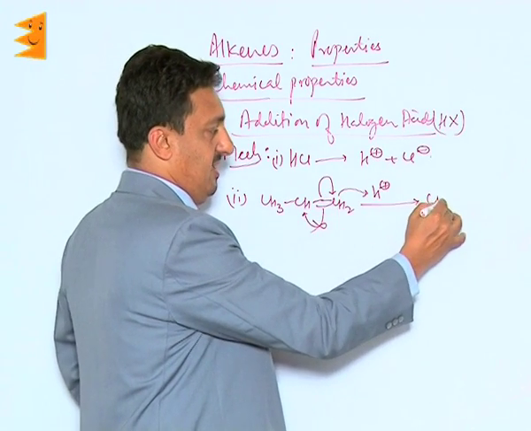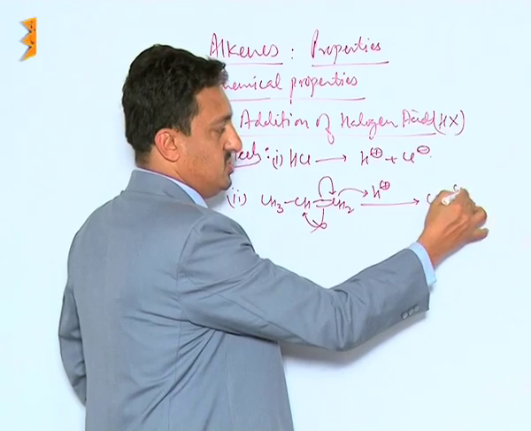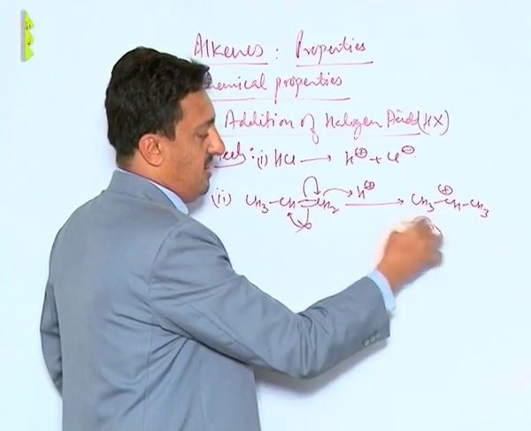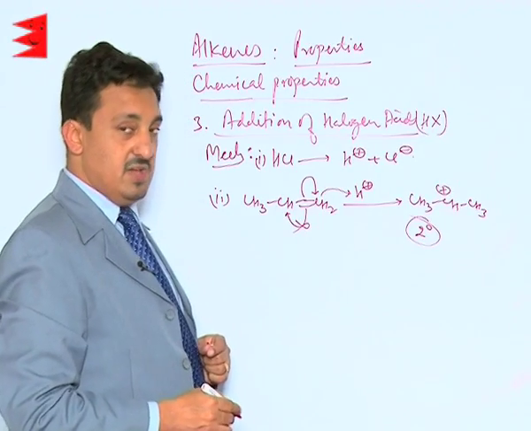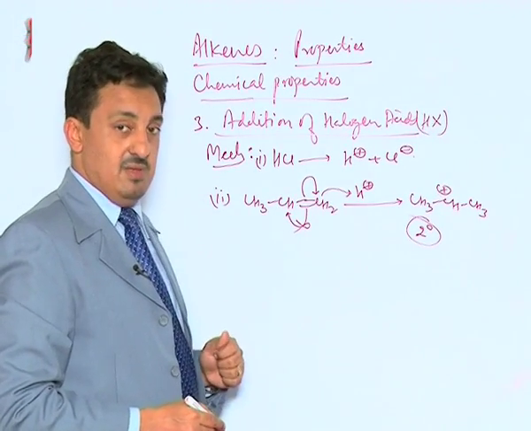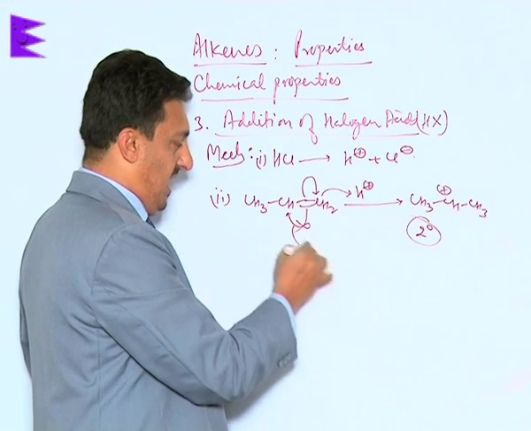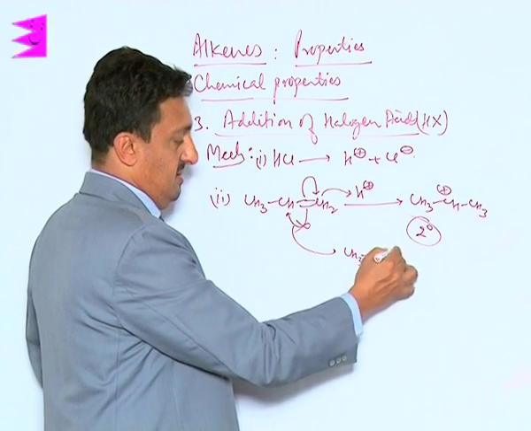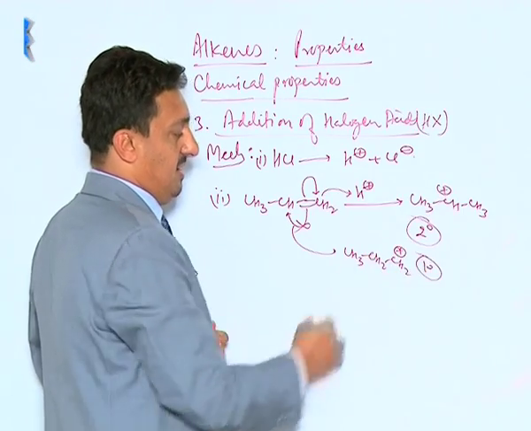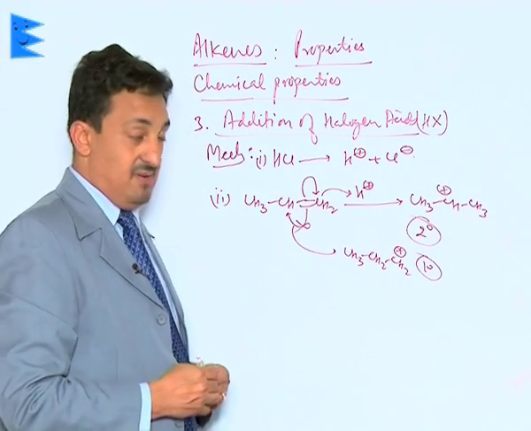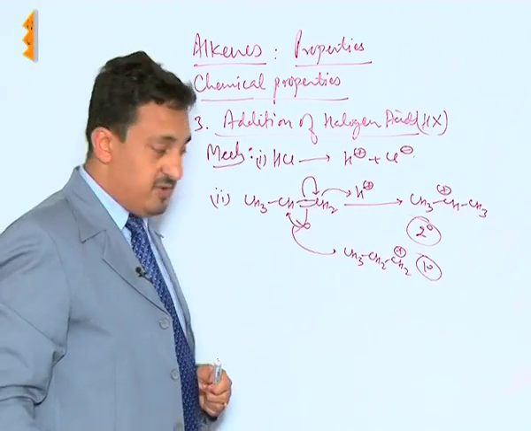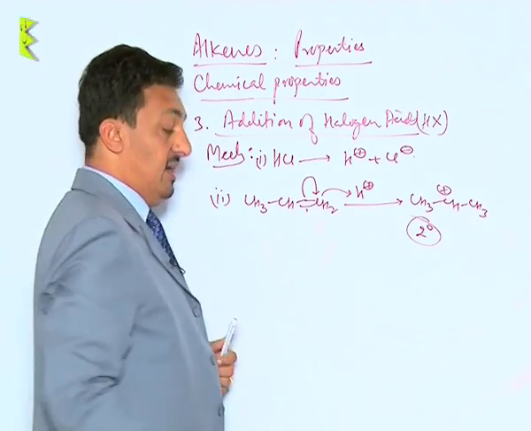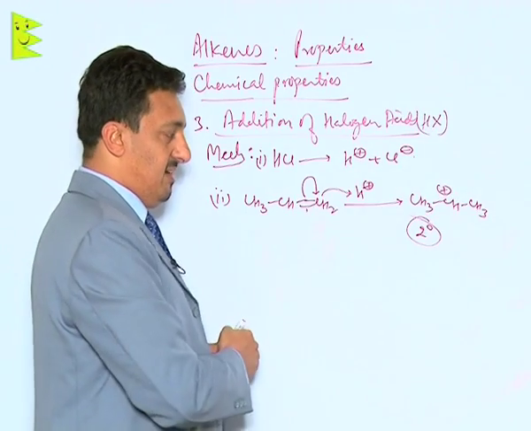Once this pi bond gets shifted to carbon number 1, it attracts this H plus, and this gives us CH3-CH+-CH3. By this we have got a secondary carbocation, a 2-degree carbocation, which is much more stable. If the other shift had happened, it would have given us this kind of carbocation, which would have been a primary carbocation, which is not as stable as the secondary one. So of course the molecular system prefers the more stable intermediate, the secondary carbocation.